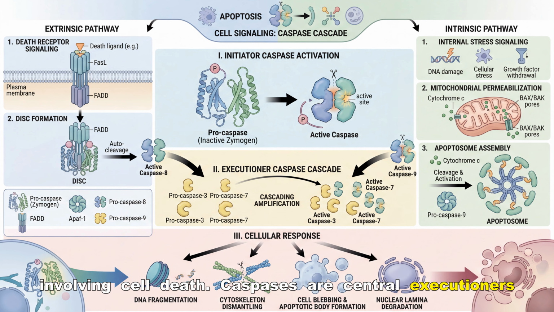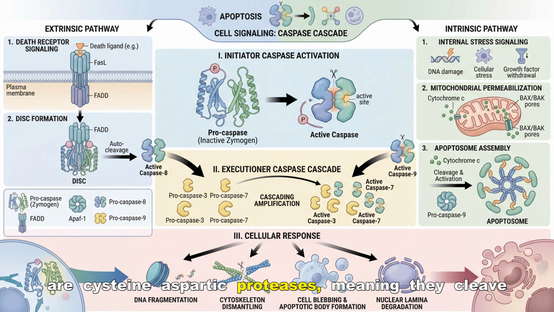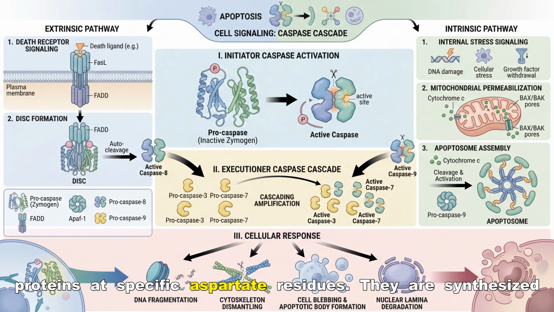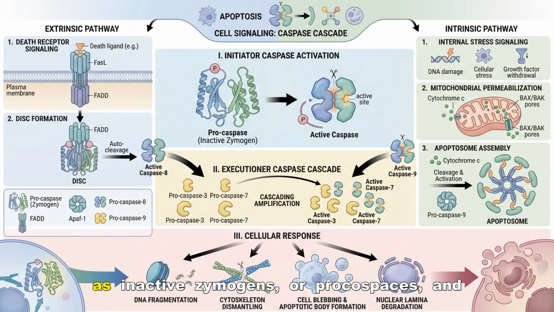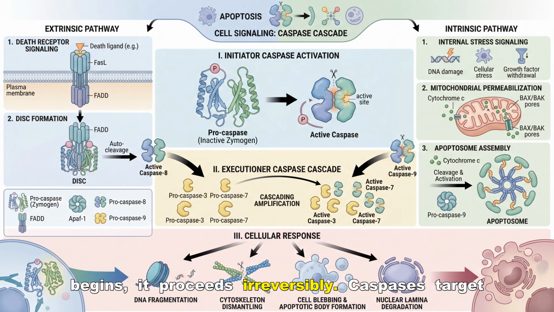Caspases are central executioners of apoptosis that exist as inactive precursors and become activated in a cascade. These enzymes are cysteine-aspartic proteases, meaning they cleave proteins at specific aspartate residues. They are synthesized as inactive zymogens, or procaspases, and require cleavage to become active. Once activated, initiator caspases like Caspase-8 or Caspase-9 activate executioner caspases such as Caspase-3, -6, and -7. This cascade amplifies the apoptotic signal, ensuring that once the process begins, it proceeds irreversibly.